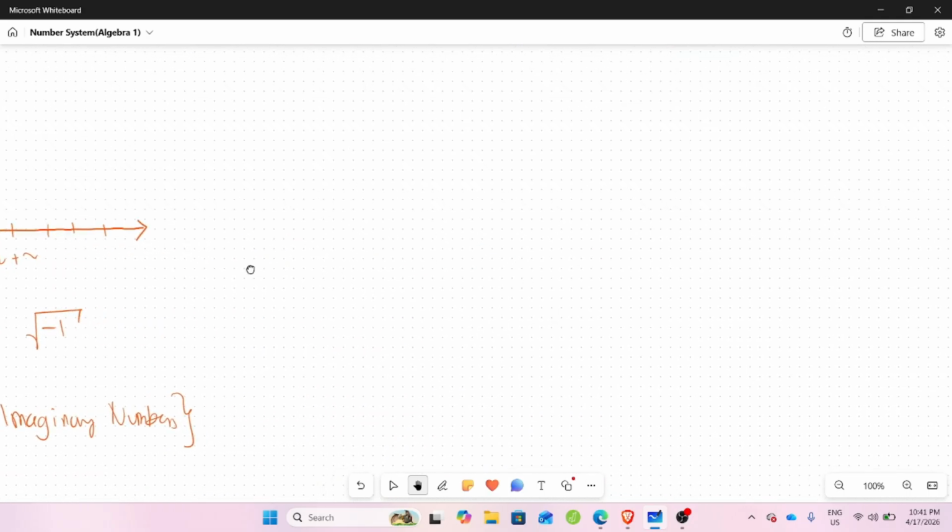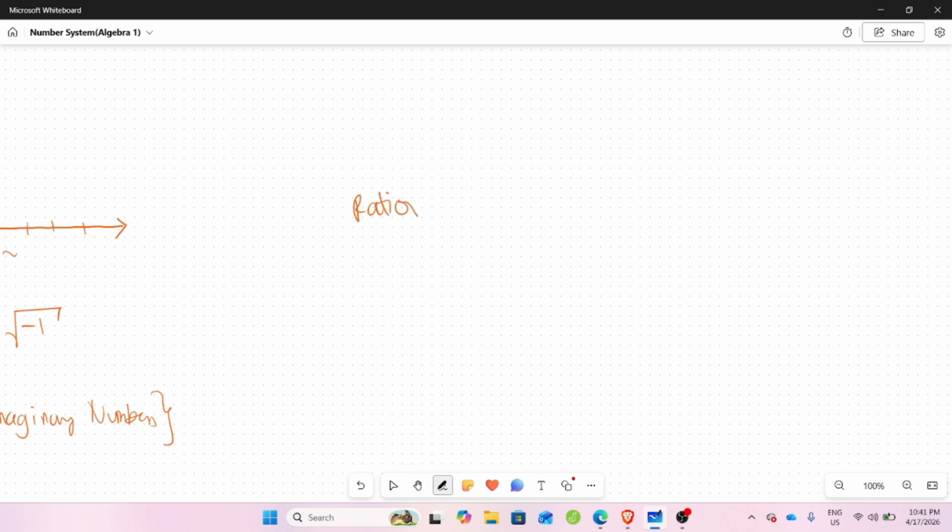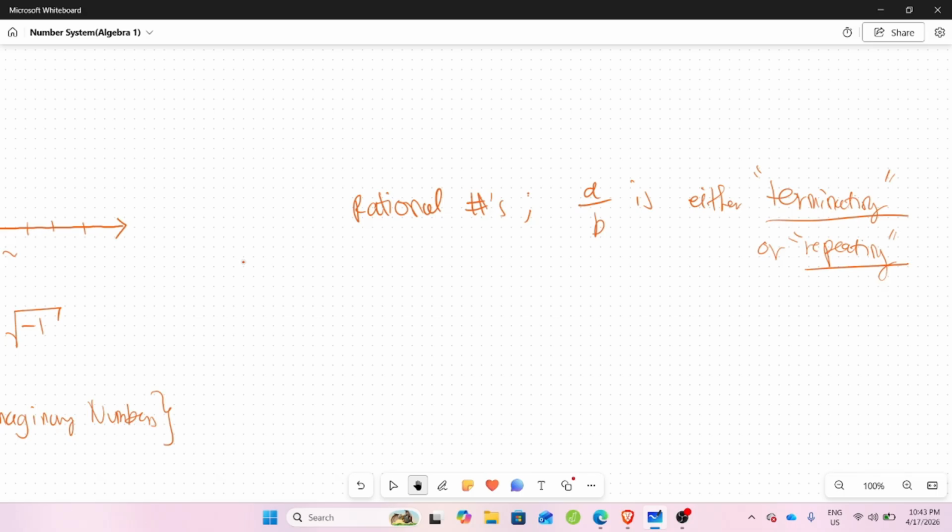Let's start with rational numbers. A good way to determine if a number is rational is if the fraction is terminating or repeating. So the terms here are terminating and repeating. I want you to remember that because that is a good way for us to determine if a number is a rational number.